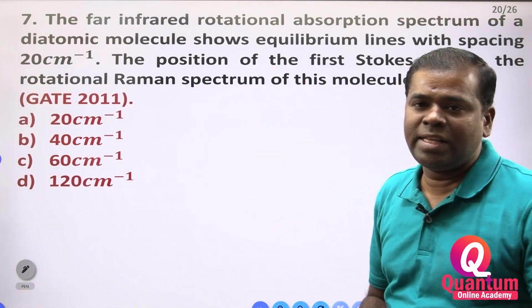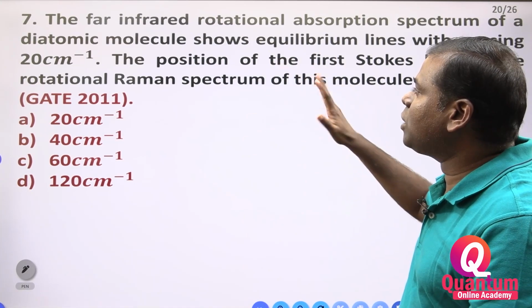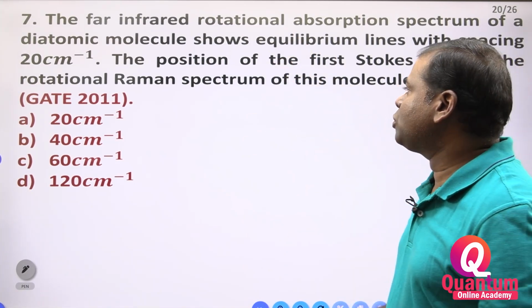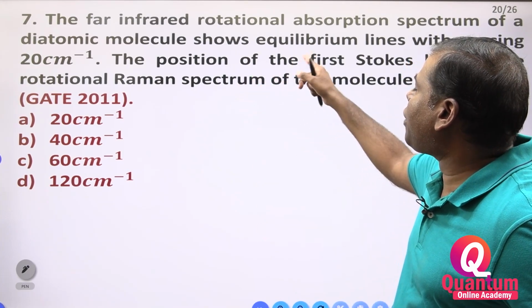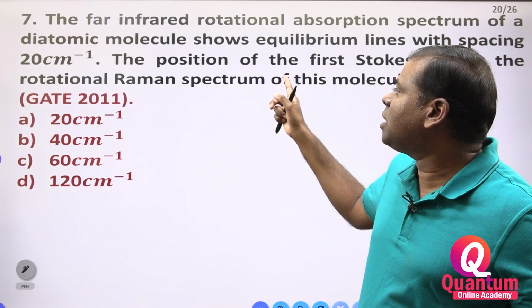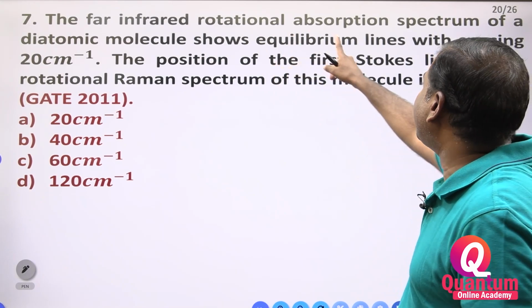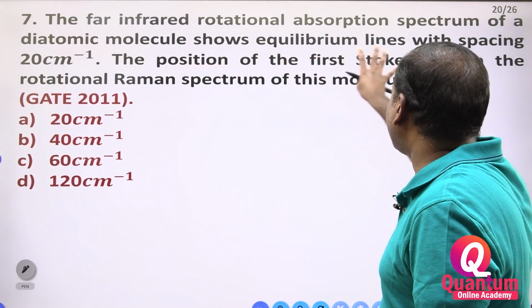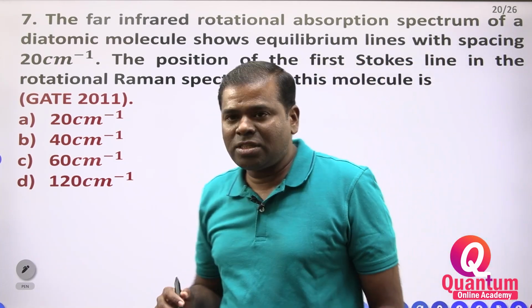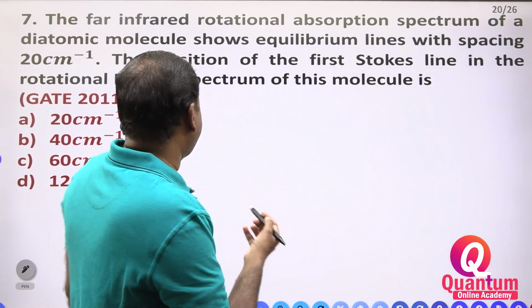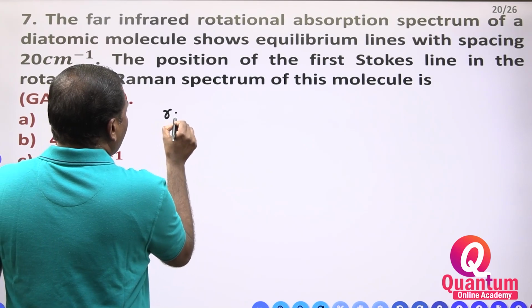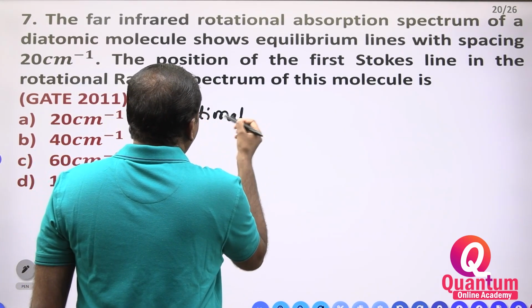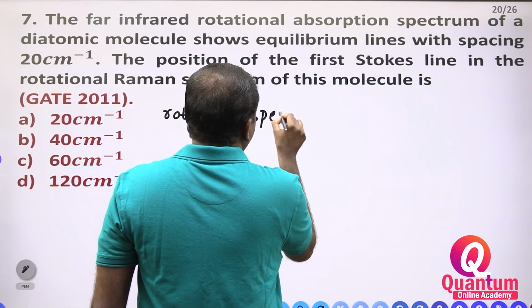Now you have to see the 7th one. This one is also very easy, we only have to take it from the molecular spectrum. The far infrared rotational absorption spectrum of a diatomic molecule shows equilibrium lines. First, it is the rotational spectrum. They are giving the rotational spectrum.